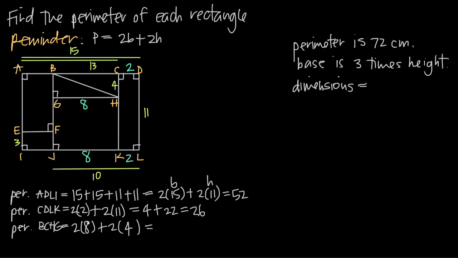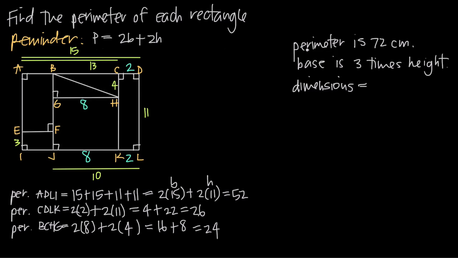and that's going to be my base. So now if I simplify 2 times 8, I get 16, plus 2 times 4 is 8. 16 plus 8 is going to be equal to 24. So the perimeter of BCHG is 24 units. Now what happens if I want to go the other way?